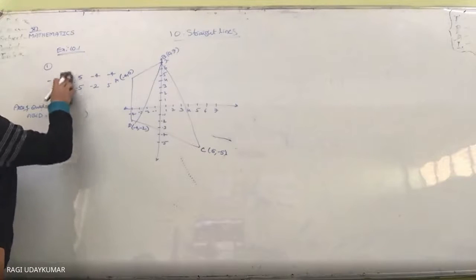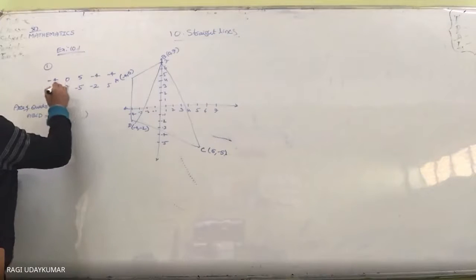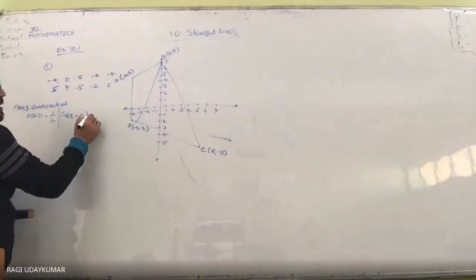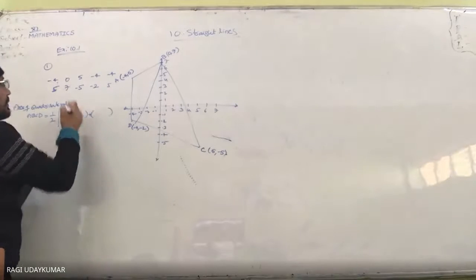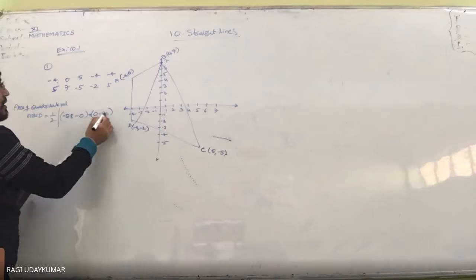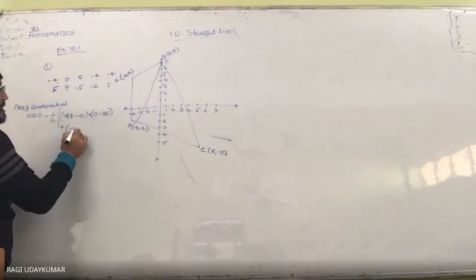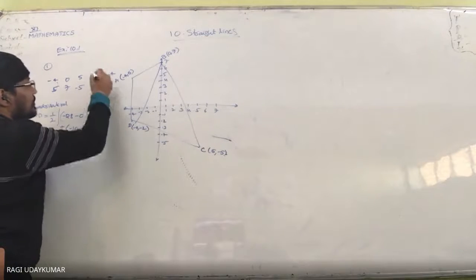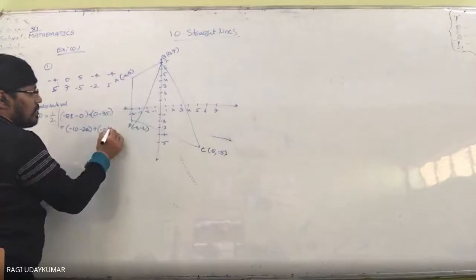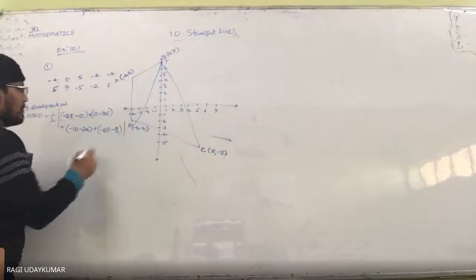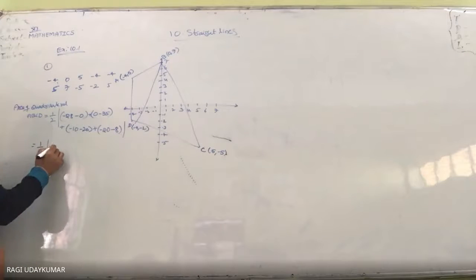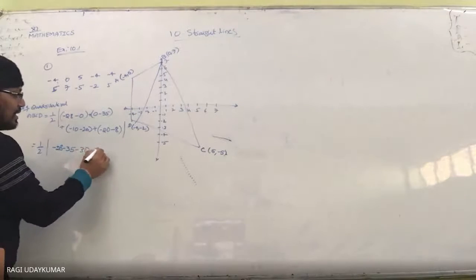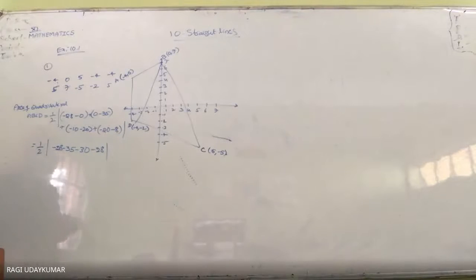So first what you have to do here, 0, 7, 8, 5, 4, 28 minus 28 minus 0 plus 0 minus 35 plus minus 10 minus plus 20 plus minus 20 minus 4 minus 2 minus 8. So which is equal to half into, this is minus 28 minus 35 minus 30 minus 20. Everything is in negative here. Find their sum.